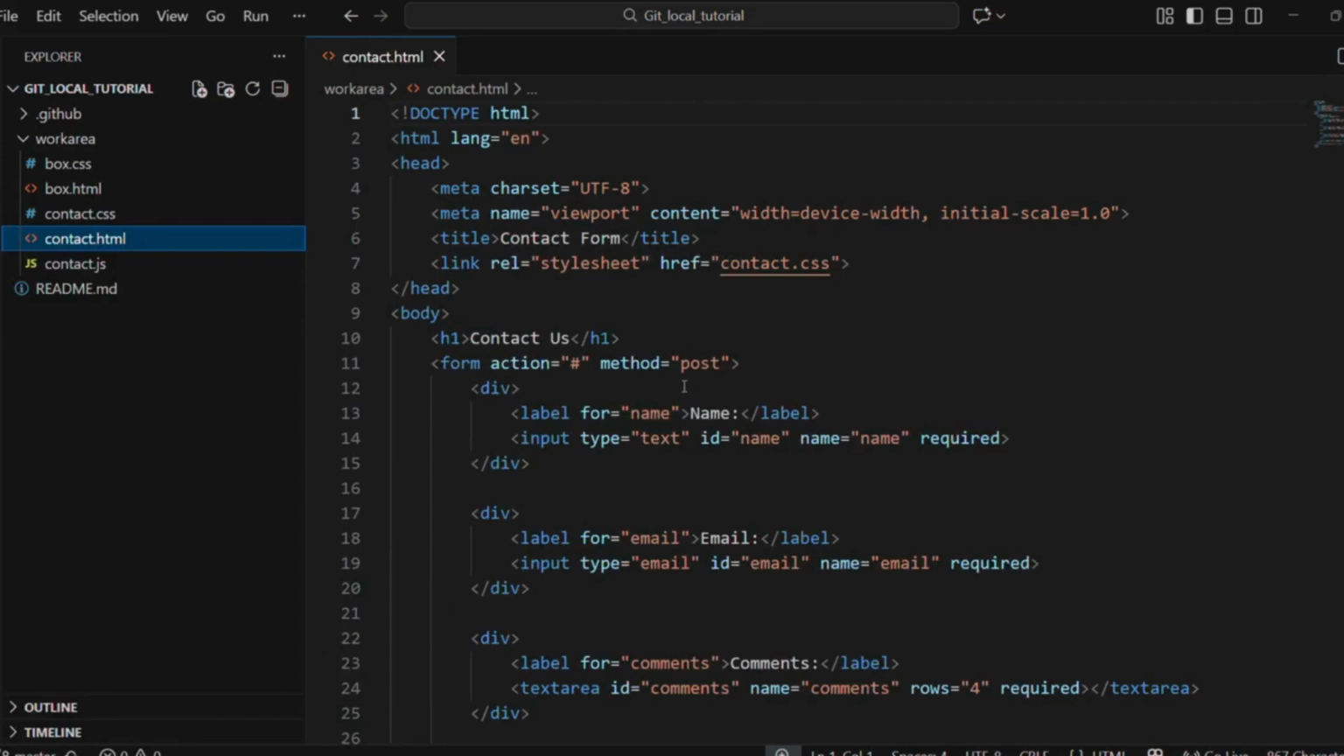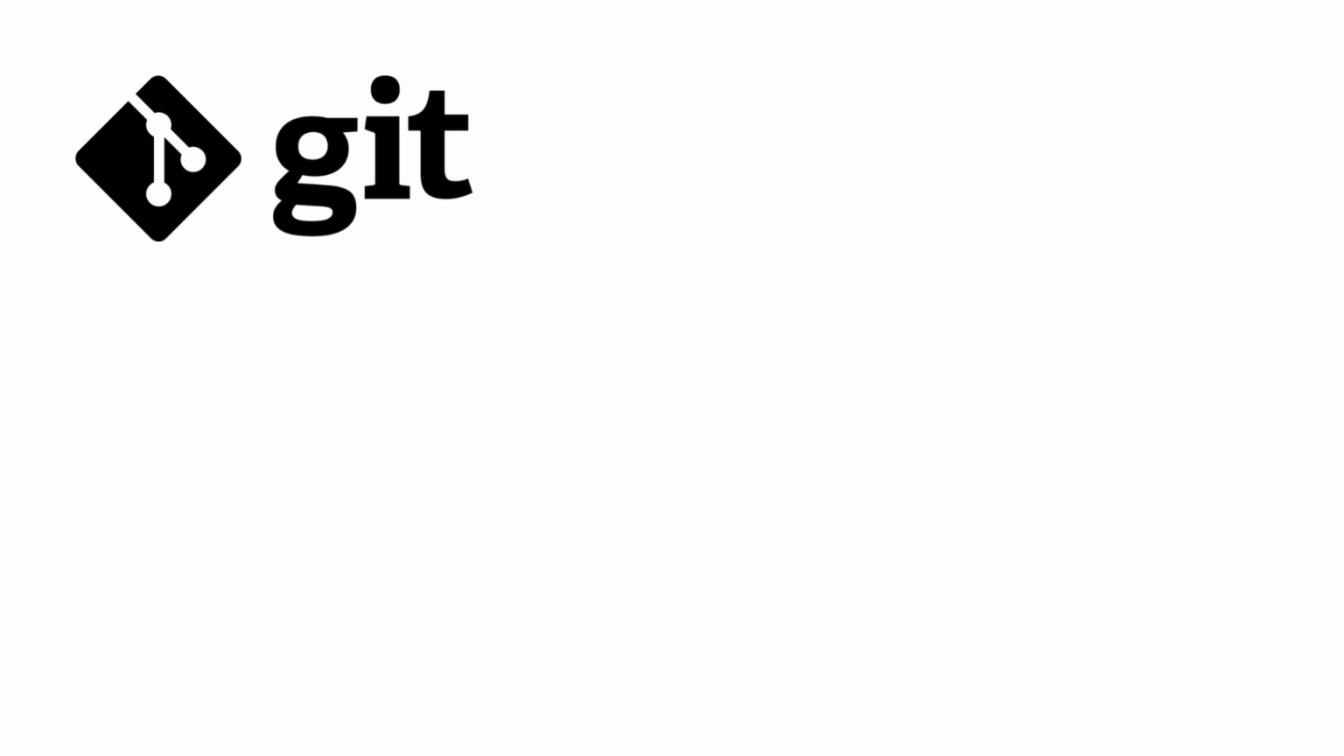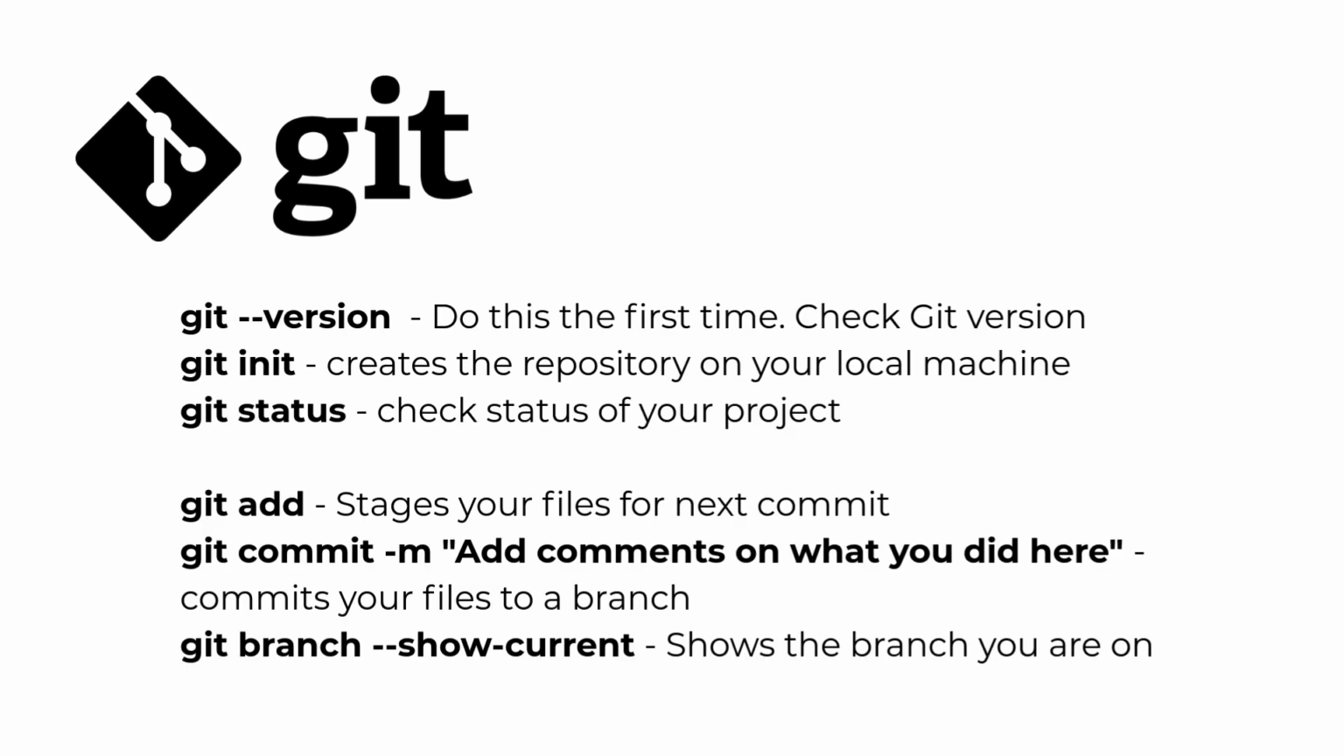Notice I didn't upload anything to GitHub. All this was done locally. I can create a branch and do loads of work in it. Here's a summary of Git commands, and you can pause this and look through it. I have a description of what they do. You can go over this video again so that you can take a closer look at them and see how they have been used. These are the ones that you will be using most of the time when you are working locally.